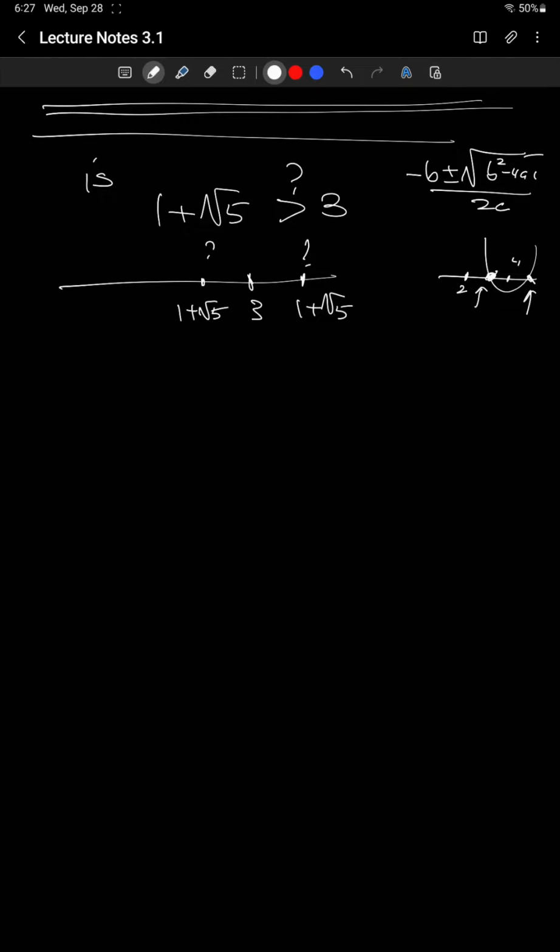Okay, so let's start like this. If we're not sure, we just make up a guess. We say, I'm guessing 1 plus root 5 is bigger than 3, and then I'm going to try to verify it. If in my last line I get something that's obviously true, then the answer is yes. If in the last line I get something that's obviously false, then the answer is no.